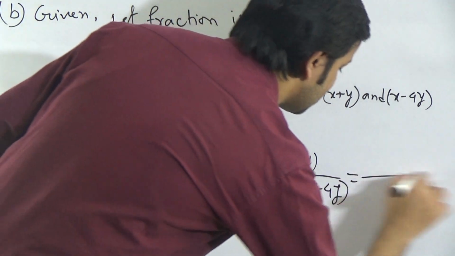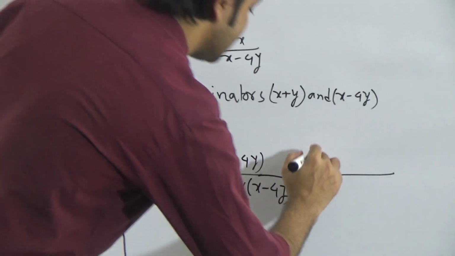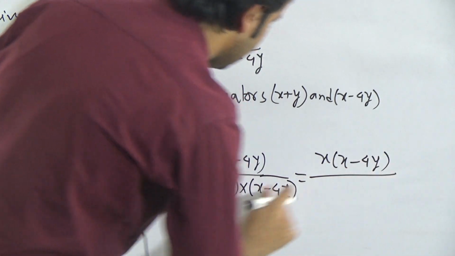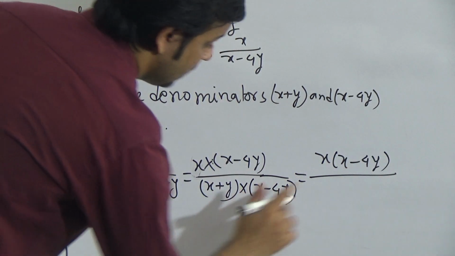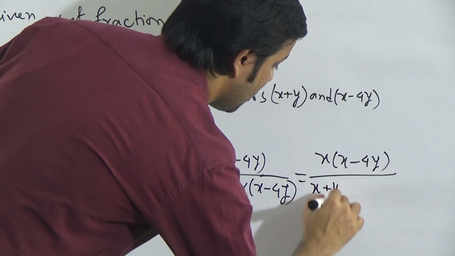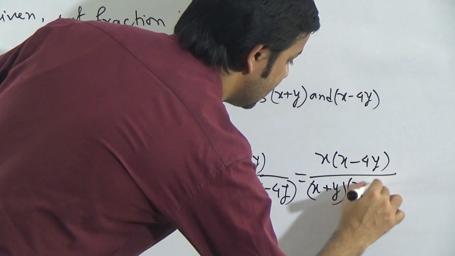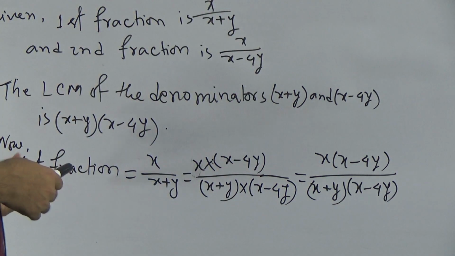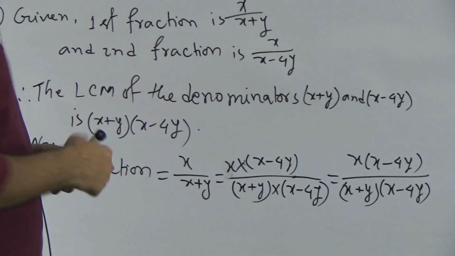Okay, dear students, so if we multiply, we will get x into x minus 4y and x plus y into x minus 4y. Okay, dear students, I have done the first fraction. Now I have to do the second fraction.